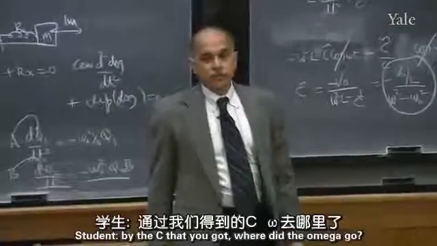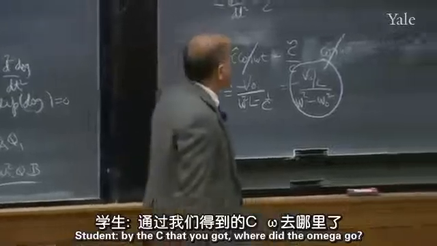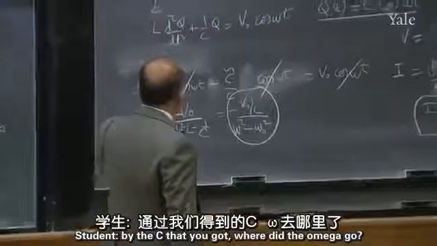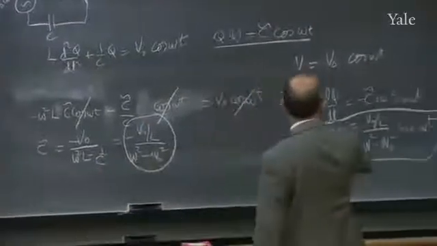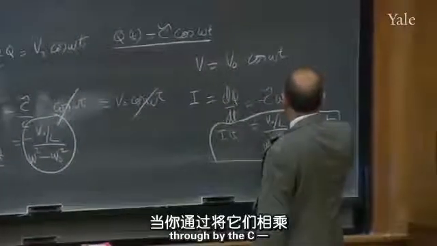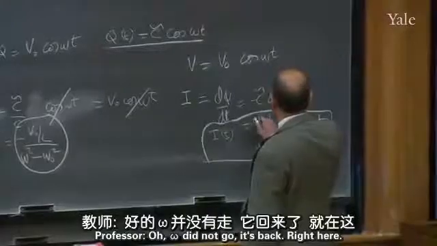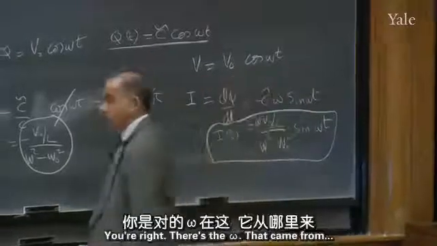Yes? When you multiply through by the C that you got, where did the omega go? Oh, omega did not go. It's back. You're right. Okay, that's the omega.